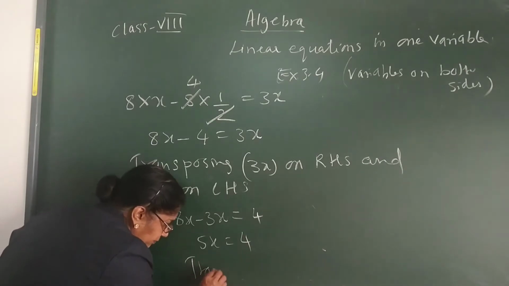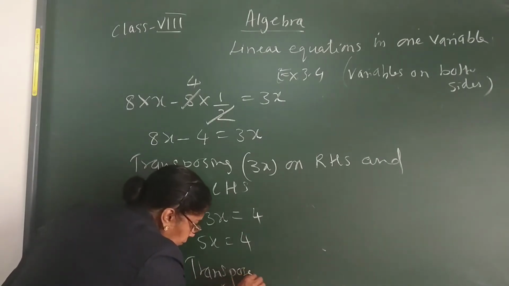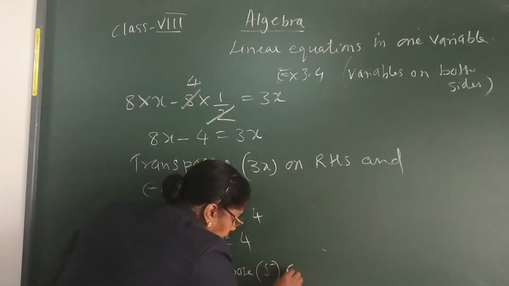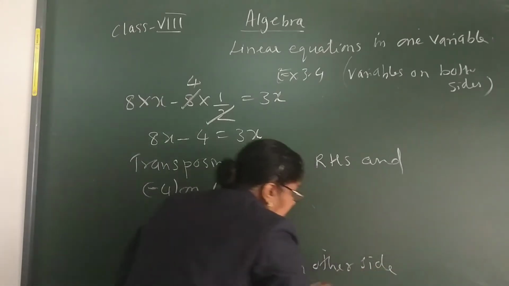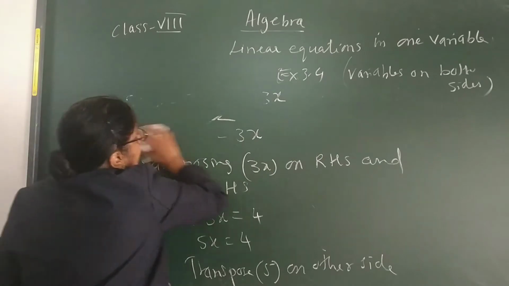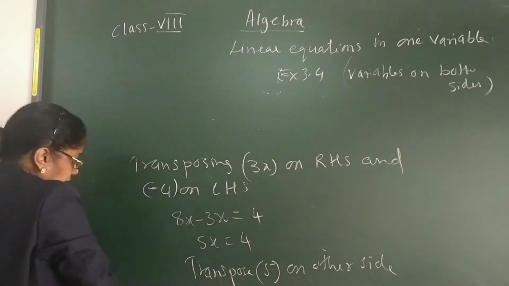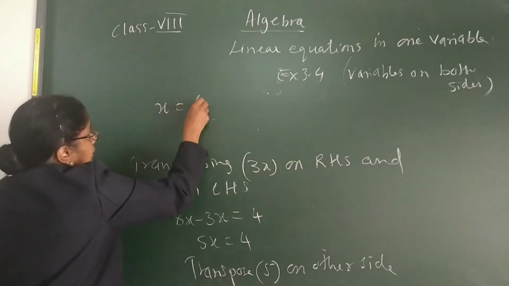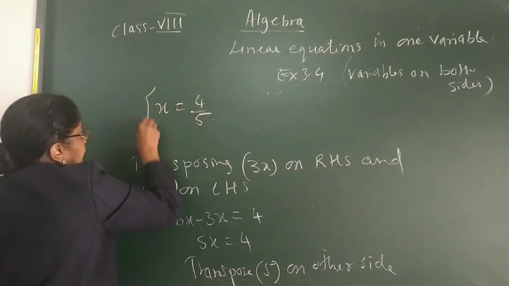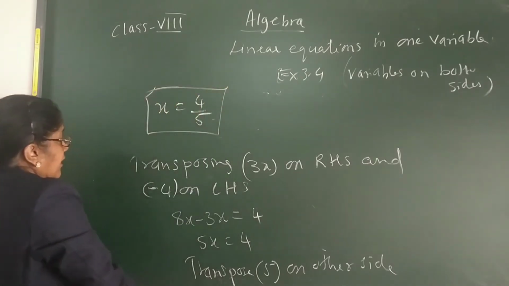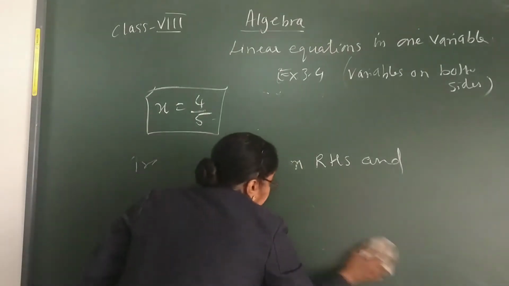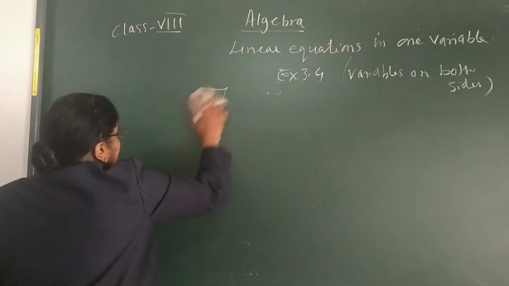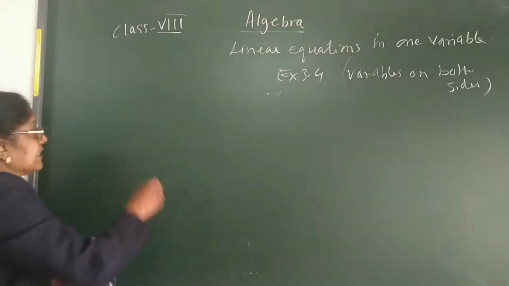Now we have to transpose 5 to the other side. So what shall we get if we transpose 5 to the other side? We will get x is equal to 4 by 5. So we got the number. The number is 4 by 5. So understood how to do this? Now let us go to the second sum.